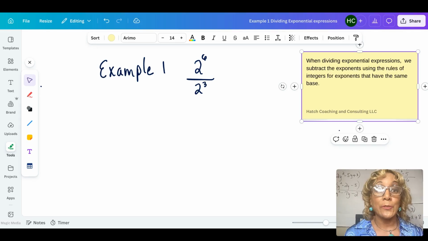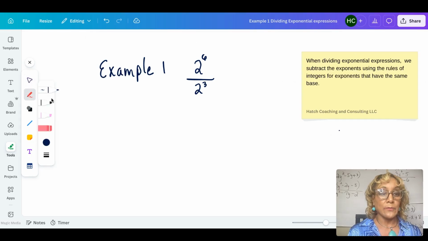Okay, in this particular example, take note of some things. Number one, you always want to make sure that you have the same base, whether it's in the numerator or denominator, because that's the key thing that you have to always look for. Now that I know that I have the same base, I can do this several ways, and I'm going to show you how we actually came up with our rule. I'm going to expand it out.